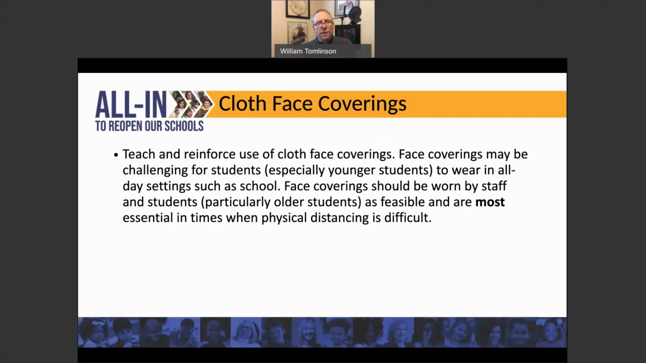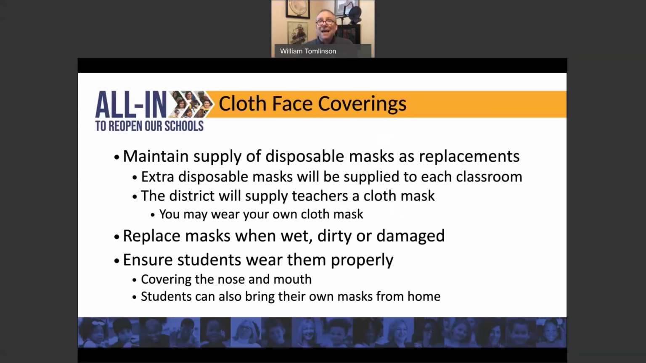So you want to make sure the mask you use has limited restriction in your breathing, particularly if you're going to be wearing it all day. Again, the idea isn't that the more restriction, the greater the efficiency of the filter area, and that's not what this is about. It's about knocking down those larger respiratory droplets. So maintain an adequate supply of the disposable masks as replacements. Extra disposable masks will be provided to the classroom, and you will be provided with a cloth mask, though you're encouraged to wear your own from home, like I do.